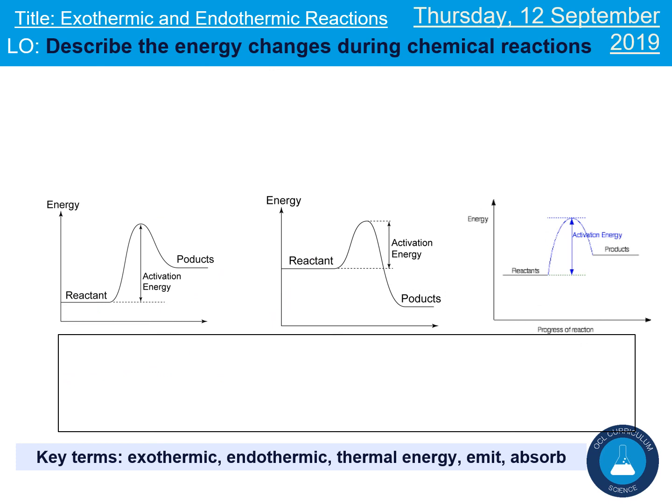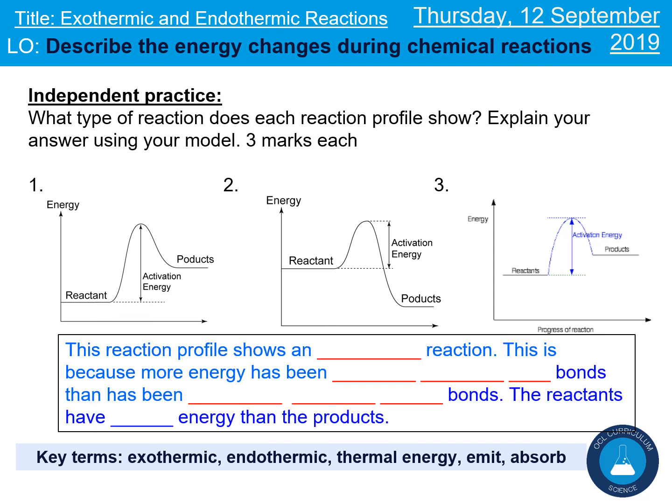Using this model, we're now going to complete some independent tasks on paper. For each of the following reaction profiles, 1, 2 and 3, you're going to answer the question, what type of reaction does each reaction profile show? And you're going to explain your answer using the model answer in the box below. Pause the video now and write down your answer for 1, 2 and 3, and then unpause again when you're ready to check your answer.